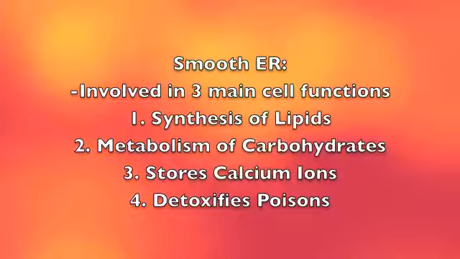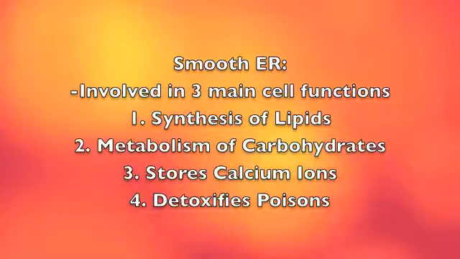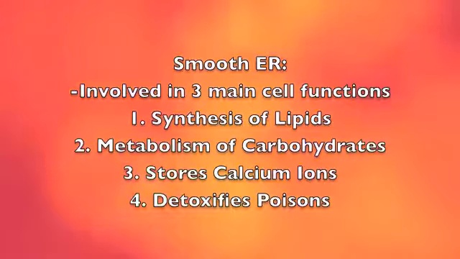The smooth ER, which lacks ribosomes, performs four important cell functions. It creates lipids, metabolizes carbohydrates, stores calcium ions, and detoxifies poisons. Because of their specialized function, different cells have various quantities of smooth ER.